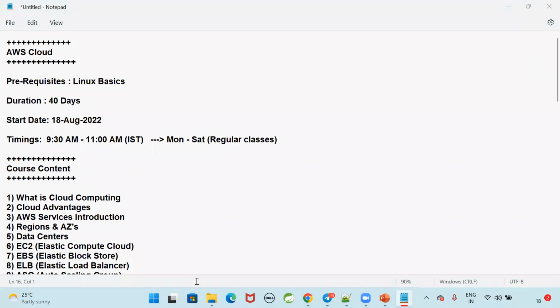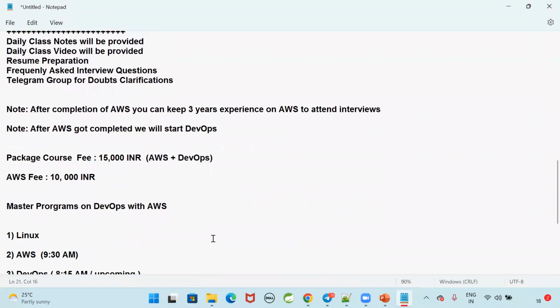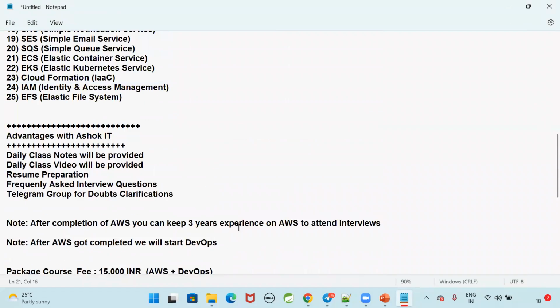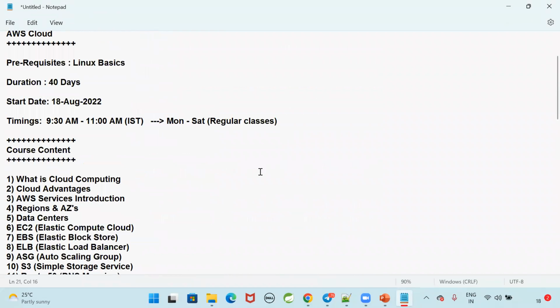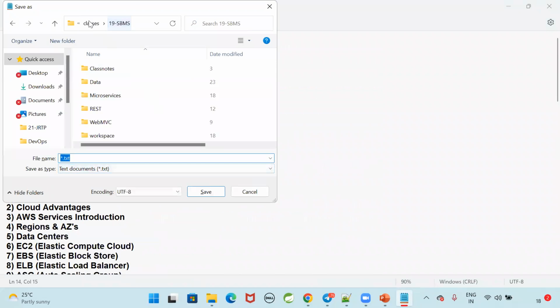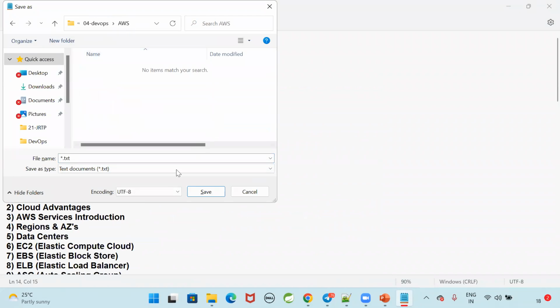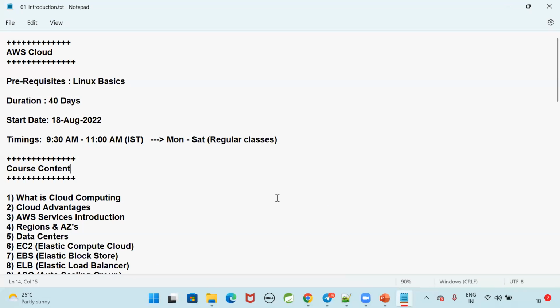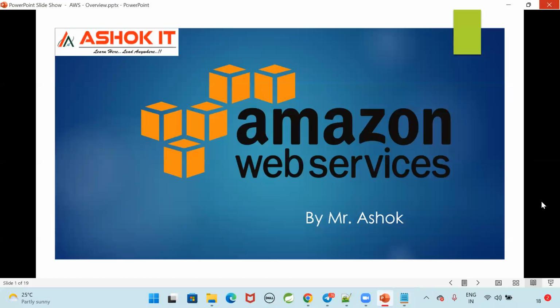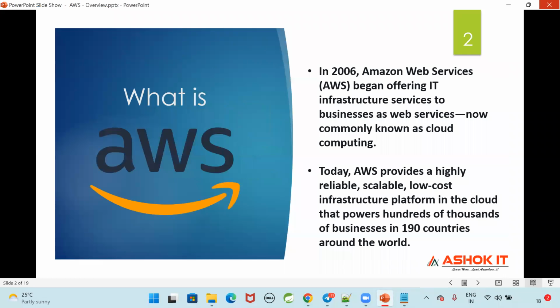All right, guys. Let's get started with the introduction: what is cloud computing, what is AWS, and so on. So this is the 01 session, the introduction session. So what is AWS? AWS stands for Amazon Web Services.